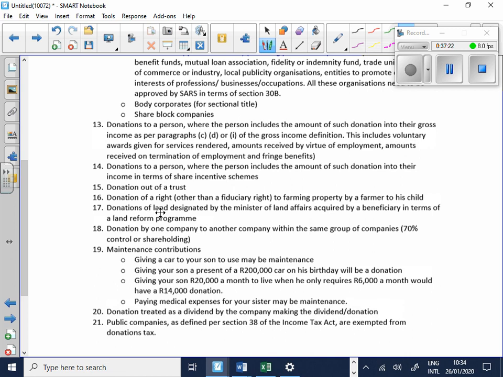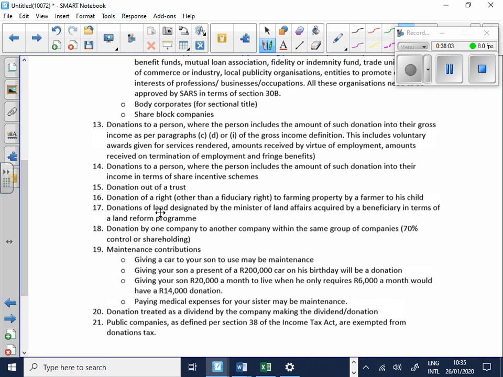Guys, donation of land designated by the Minister of Land Affairs, acquired by a beneficiary in terms of a land reform program. I call this the Robert Mugabe section. So what actually happened in Zim, believe it or not, is they took the farms away and then they made them pay donations tax when they took the farms away. So this is the one that says that if we do decide to take your land, you're not going to have to pay donations tax. So Thabo Mbeki actually got this promulgated because it caused huge consternation amongst the farmers. So not only did you lose your farm, you had to pay donations tax as well. So thank you, Robert, for your contribution to the South African Tax Act.